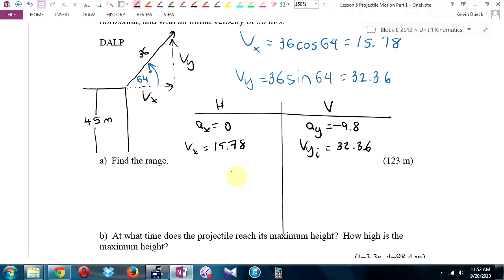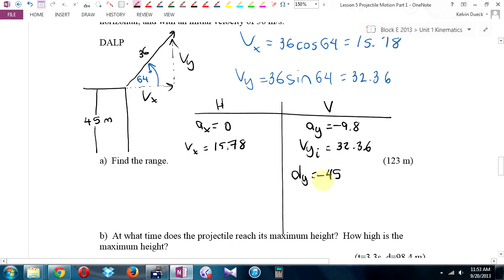What type of displacement? They gave me a vertical height. How high is the cliff? 45. So they gave me dy. So Doug, am I going to write down dy equals 45? Say no. No. Why not? That's where it started. You're ending up below where you started. Why negative? Because you're ending up below from where you started from, and it's a displacement.